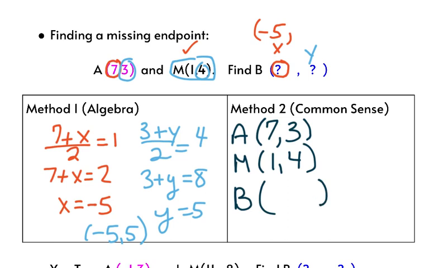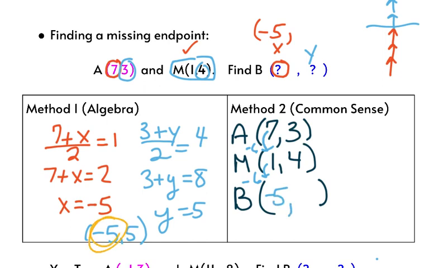Because if you're in the middle, for example, if I take 1, 2, 3 steps to get to the middle, then to get to the other side, I would continue 3 more steps, right? So if I go from 7 to 1, I went back 6 steps. So I'm going to go back 6 more steps to get to negative 5. Look at how slick that is, guys.